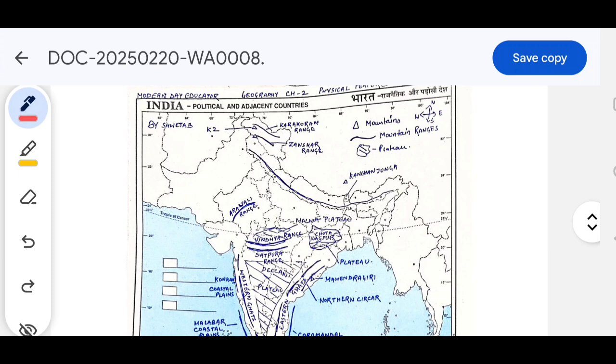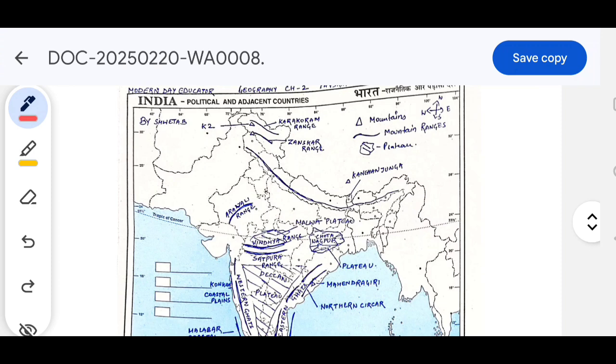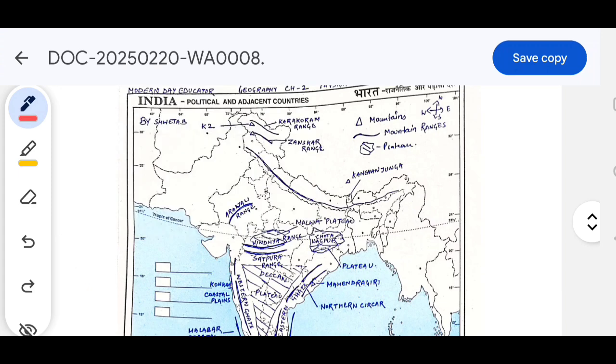We have learned it in 6th class. I hope I have recalled this for you. Now let's see which places we have to learn according to the CBSE syllabus. First we will be learning about the mountains. There are some mountains which I have marked with a triangle.